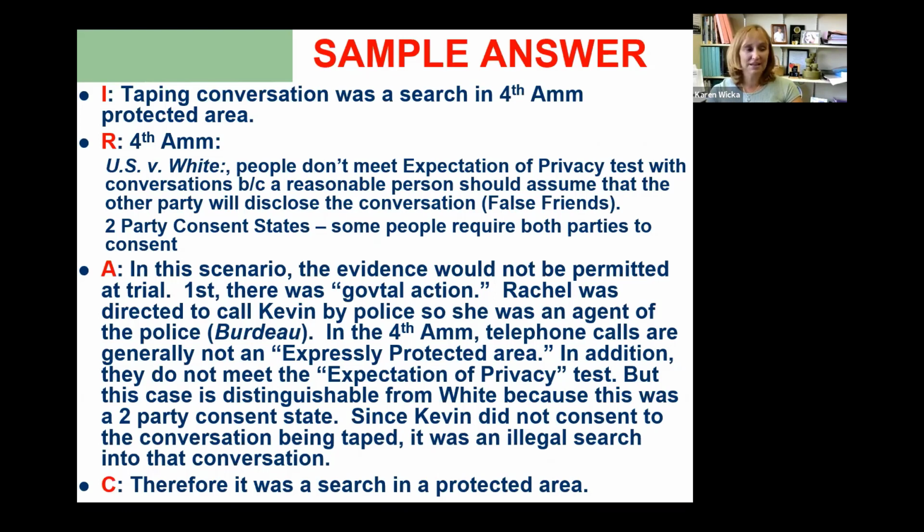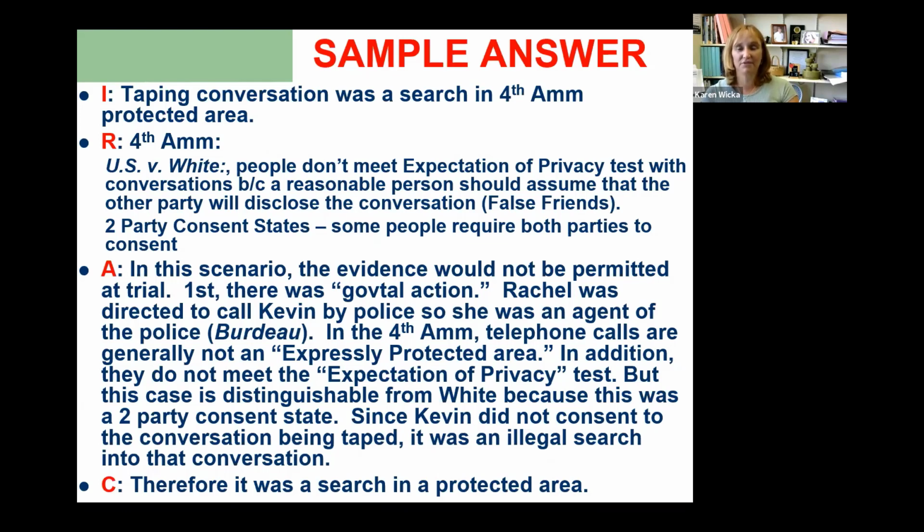So we start at the beginning of the analysis. In this scenario, the evidence would not be permitted at trial. First, there is governmental action. So we start at the top. There is governmental action. She was directed by the police to record the conversation, and that makes her an agent under Bordeaux. Telephone conversations are generally not protected under the Fourth Amendment.